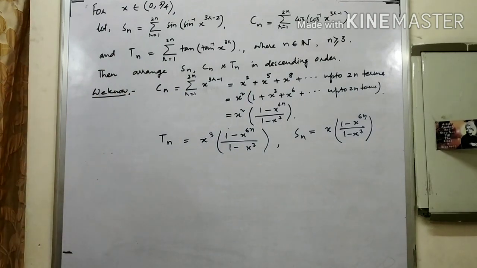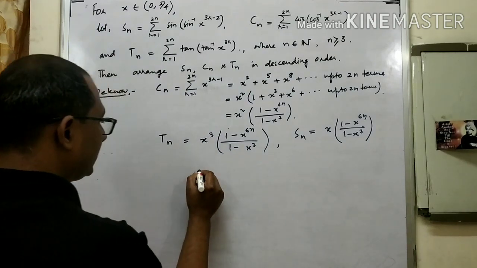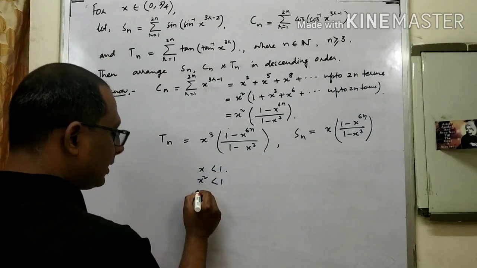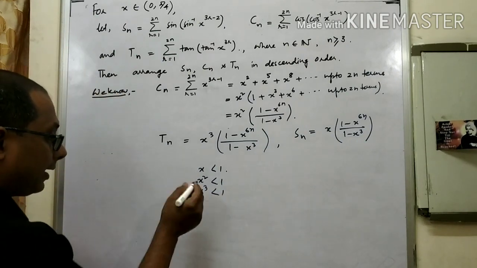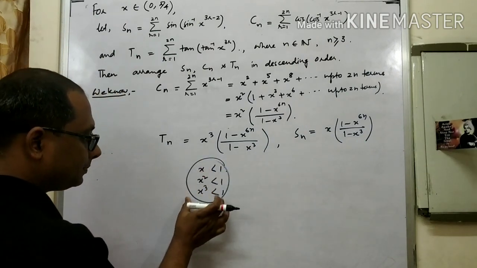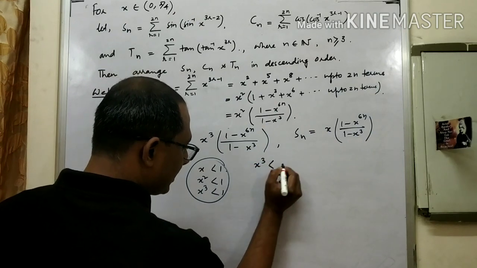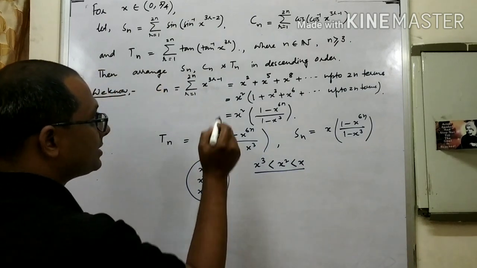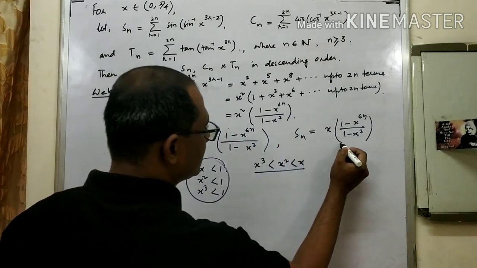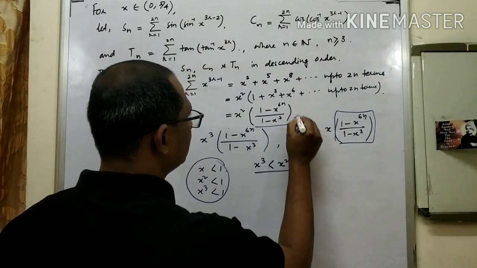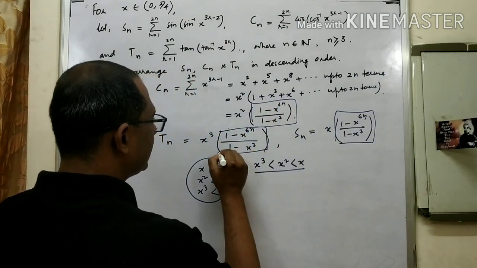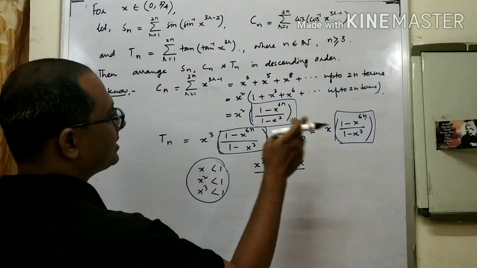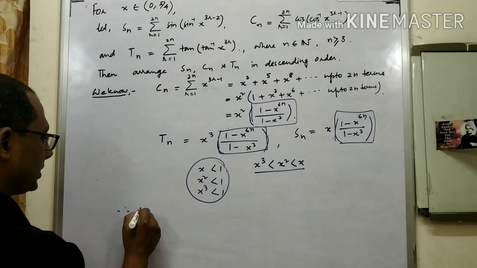Now we are looking for the descending order. Now look here. X is less than 1, so x square will be less than 1, x cube also will be less than 1, and what will be the descending order? X cube will be lesser than x square, which will be lesser than x, and since in all these three sequences this factor is common, the descending order of Cn, Tn and Sn will depend upon ultimately x square, x and x cube. Therefore, required descending order.